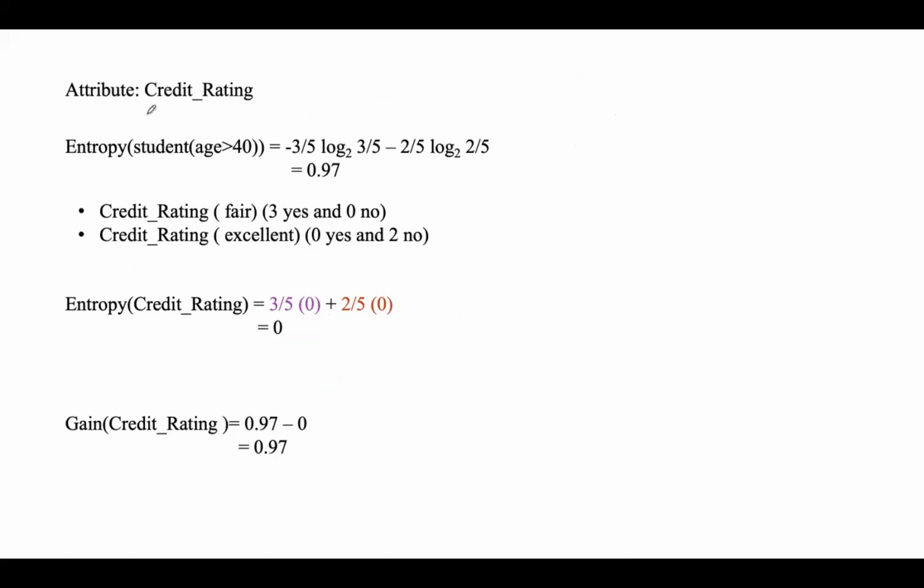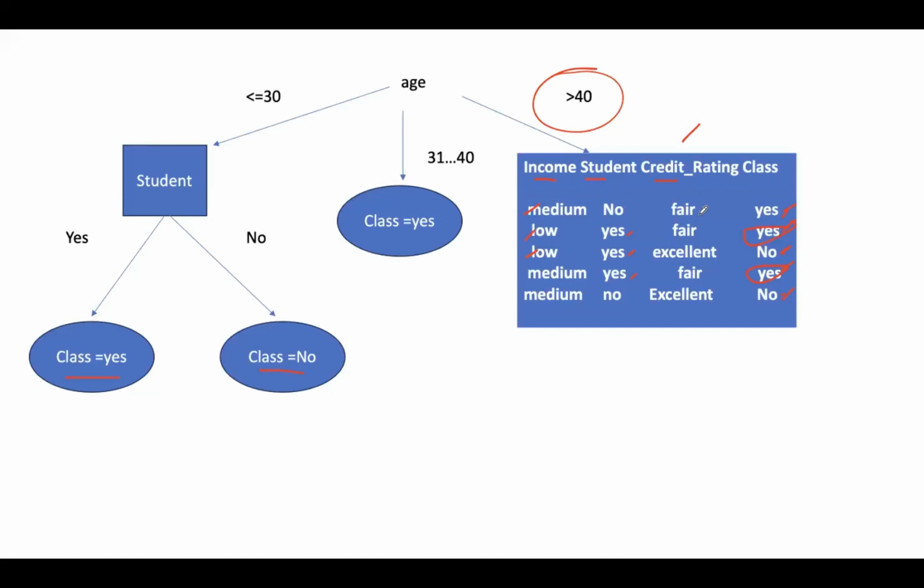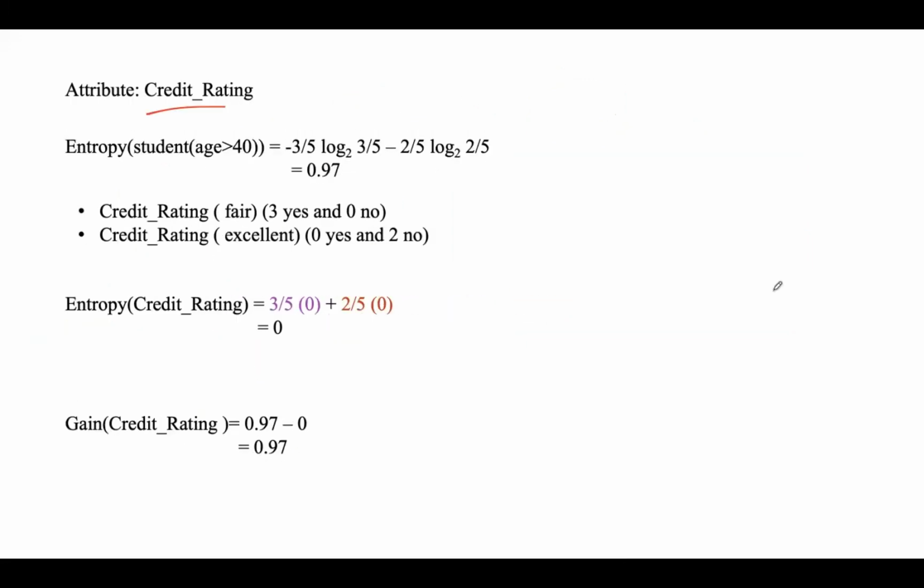Next, for credit rating. Credit rating is fair and excellent. There are 3 fairs, and out of 3, all classes are positive. And if it is excellent, out of 2, all are negative classes. So here it is 3 yes and 0 no, and 0 yes and 2 no.